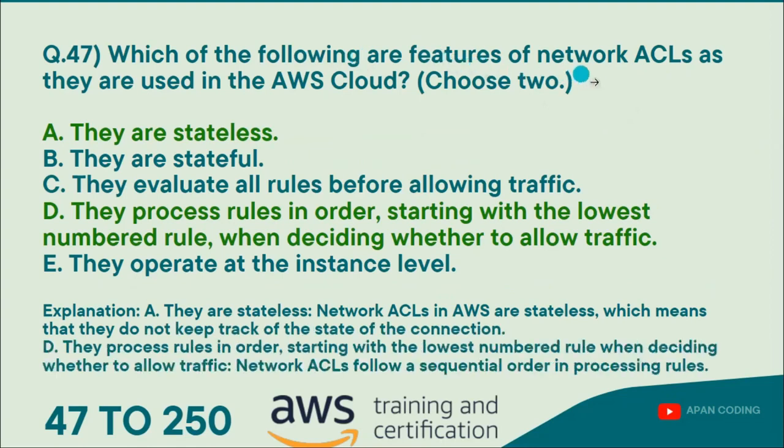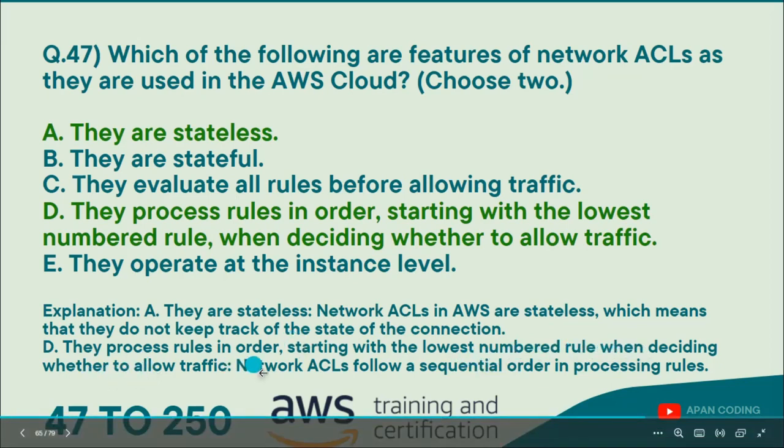Which of the following are features of network ACLs as they are used in the AWS cloud? The options are A and D. A: they are stateless, and D: they process rules in order, starting with the lowest numbered rule, when deciding whether to allow traffic. Explanation, friends: they are stateless. Network ACLs in AWS are stateless, which means that they do not keep track of the state of the connection. Why option D? They process rules in order, starting with the lowest numbered rule, when deciding whether to allow traffic. Network ACLs follow a sequence order in processing rules.